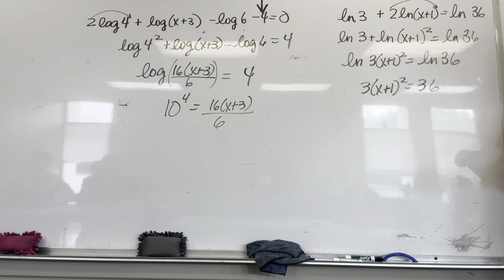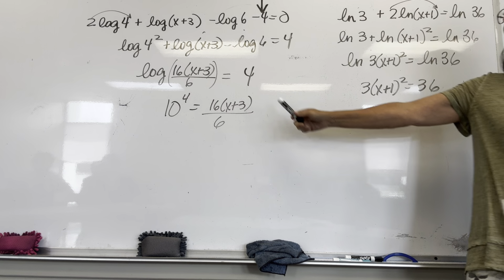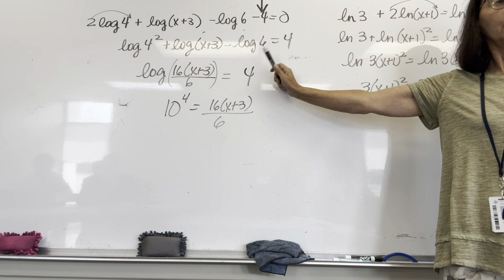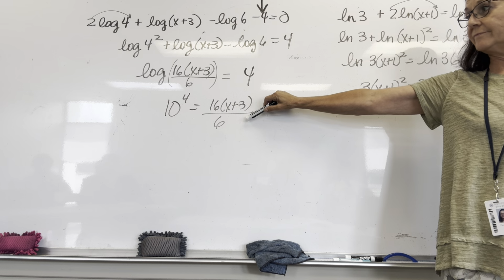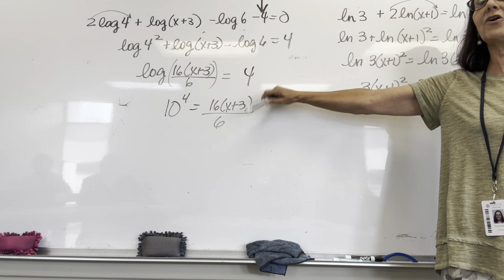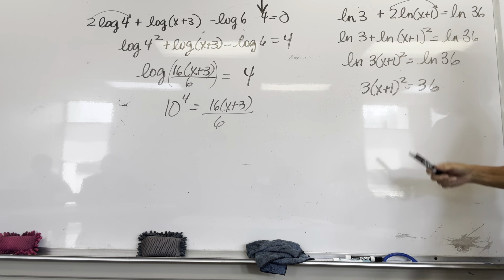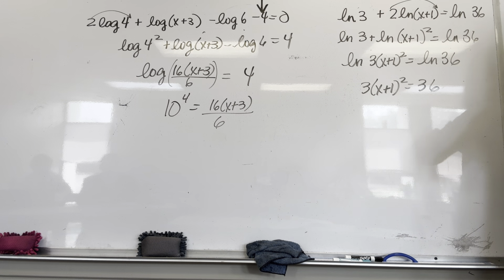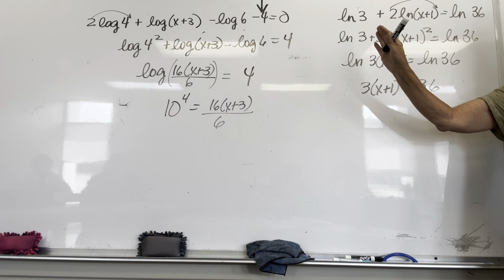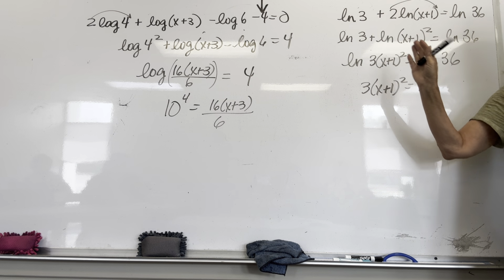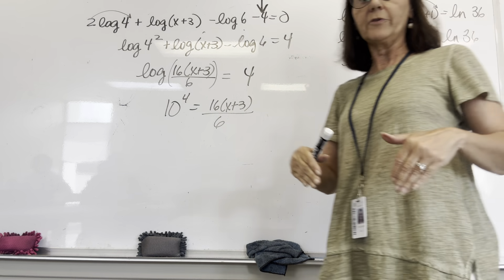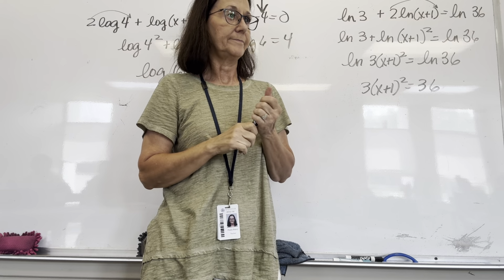Okay, that's not that bad. You just have to know the difference. If you have a constant, you're going to exponents. Single log equals your constant, go to exponents. If you have all logs, we're not moving the logs across the equal sign. Single log equals a single log, drop the logs, solve.